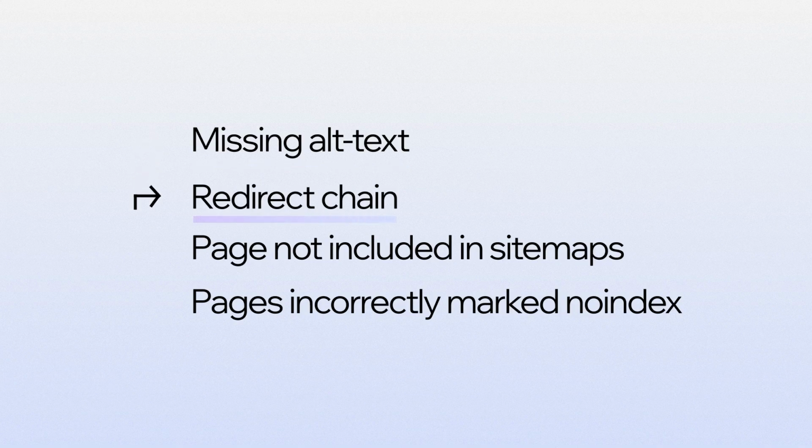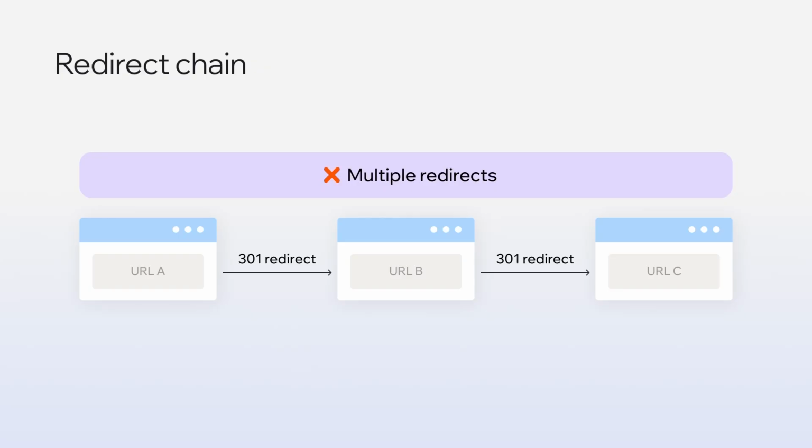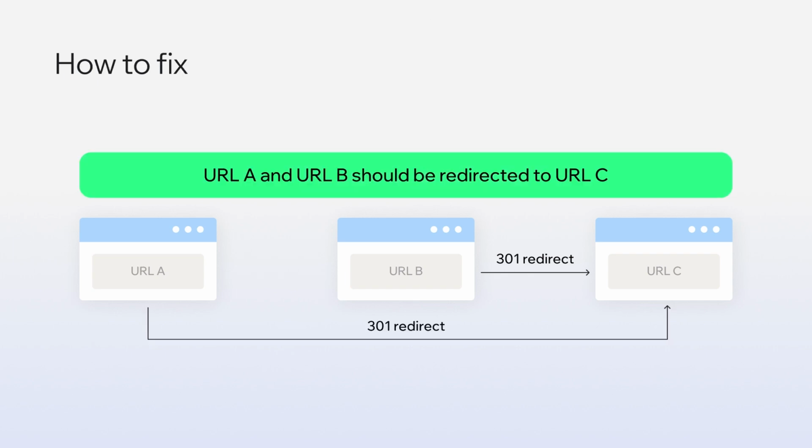Another opportunity you might find is a redirect chain. This is a redirect of a redirect. Like if URL A was redirected to URL B, and then down the line URL B was redirected to URL C, so attempting to access URL A takes us through two redirects. To fix this, both URL A and URL B should be redirected straight to URL C, instead of having the step between.